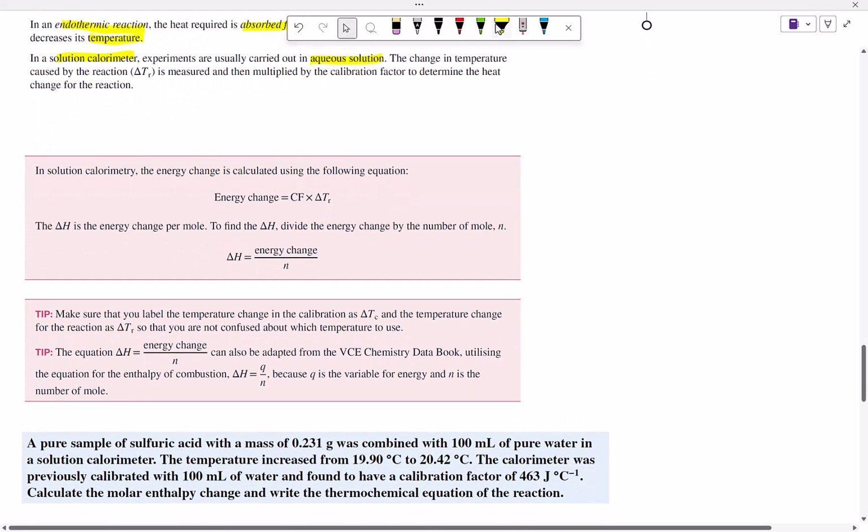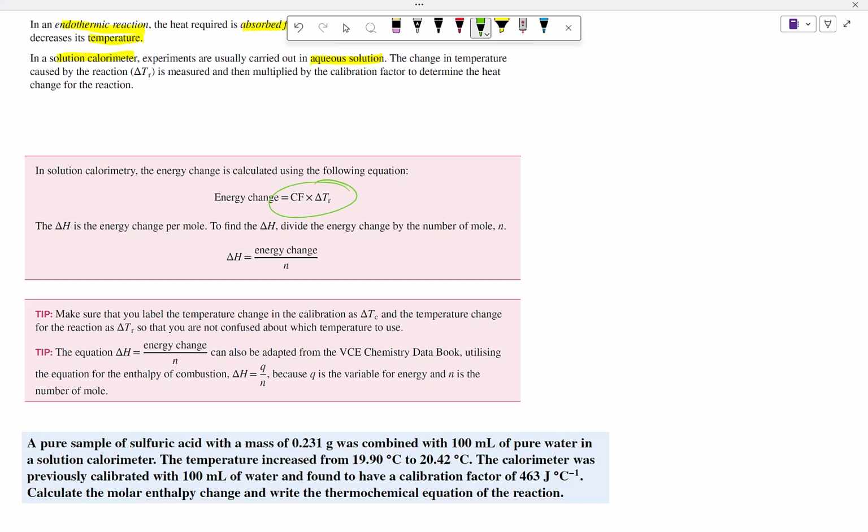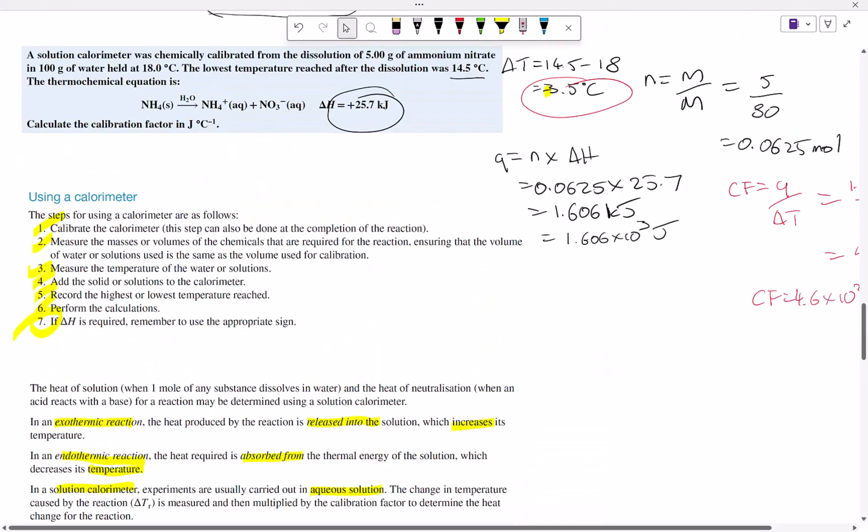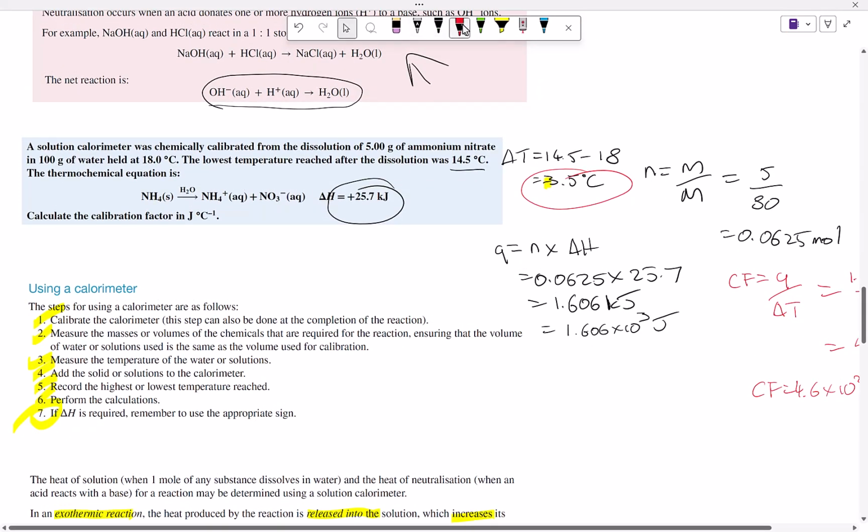In solution calorimetry, energy change is calculated using this equation, what we just talked about: calibration factor times the change in temperature. And if we need the delta H, you can find the delta H by energy change per mole. Depending on what the question is asking for, it could eventually be asking for that, and you're given all the other information and have to work your way back to that.